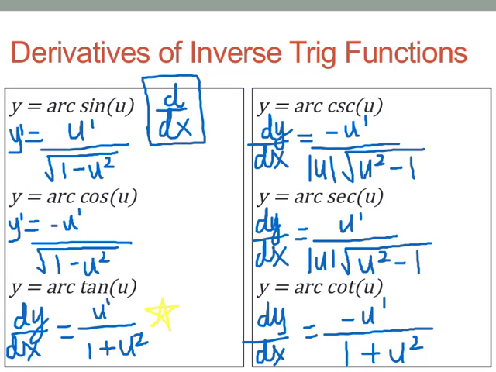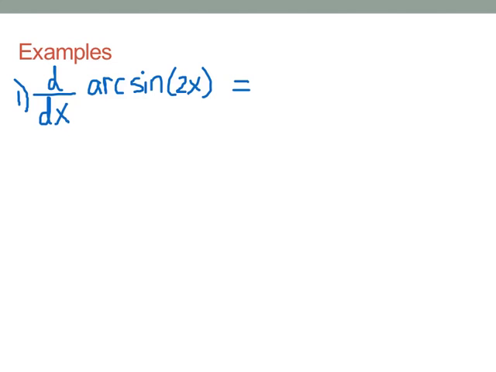Alright, so let's see a few examples. First example, find the derivative of arc sine of 2x. I recommend pausing the video and working it out on your own. So the derivative of u, or 2x, is just 2, all over the square root of 1 minus u squared. So 1 minus 2x squared would be 4x squared. That's it. That's our derivative.